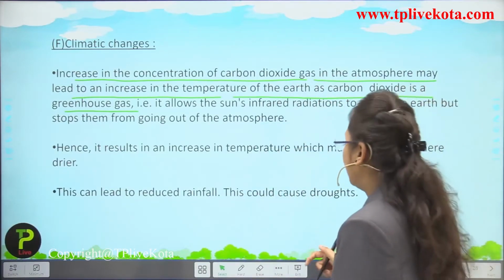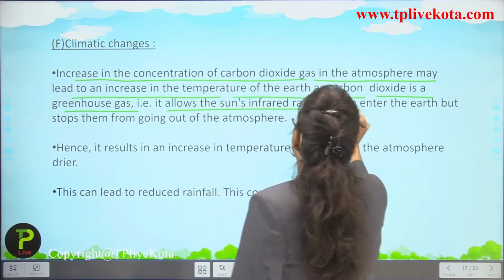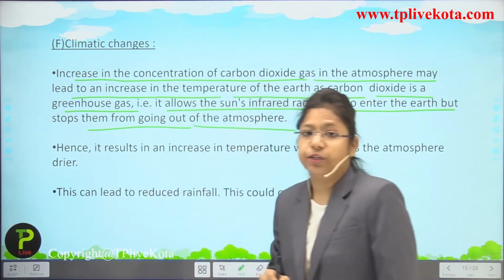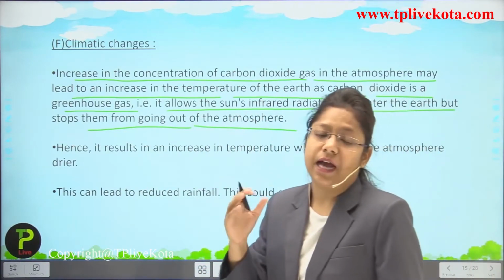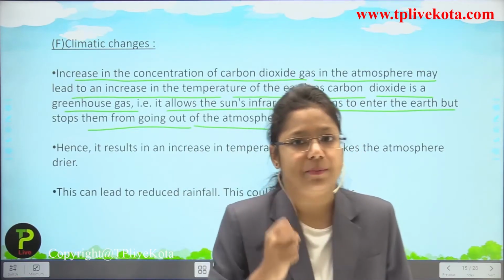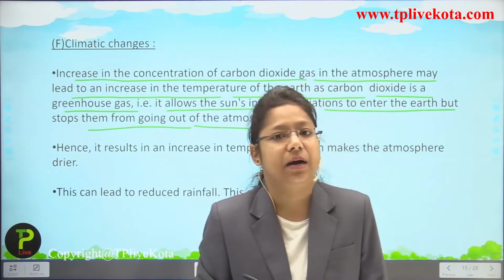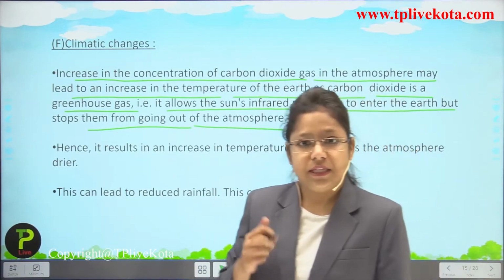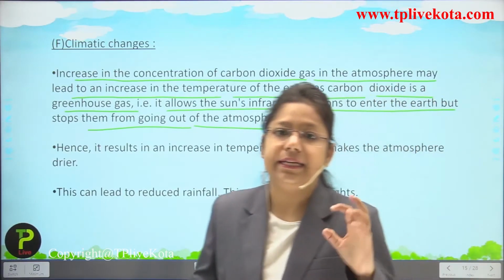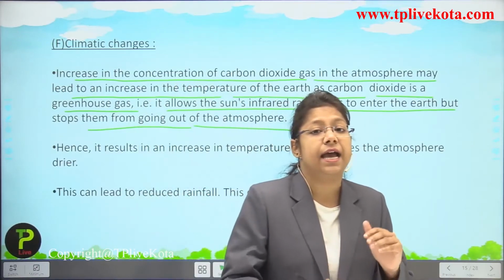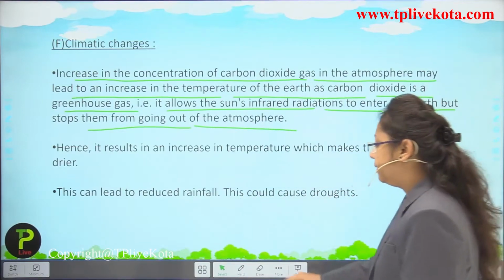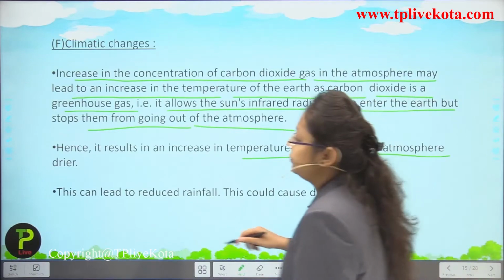Okay students, it allows the sun's infrared radiations to enter the earth but stops them from going out of the atmosphere. It is known as a greenhouse gas because, when the sun's infrared radiations are coming onto the earth, they are trapped by the carbon dioxide. As the carbon dioxide is increasing day by day on the planet, the temperature is also going to increase. Hence, it results in an increase in the temperature, which makes the atmosphere drier.